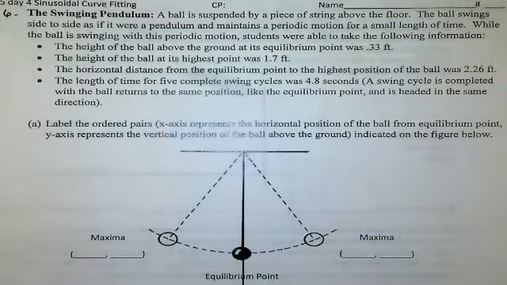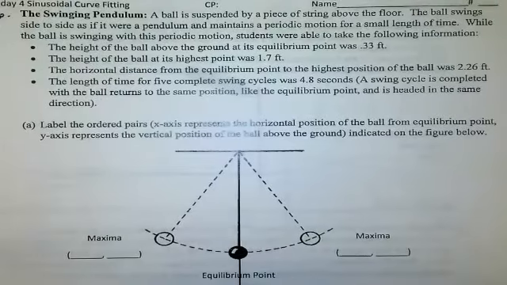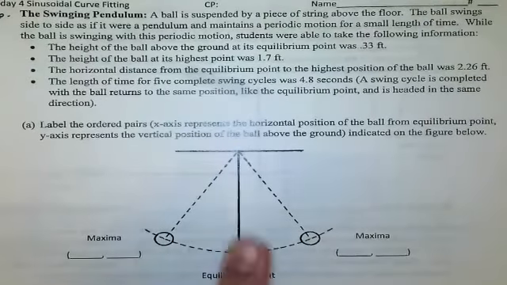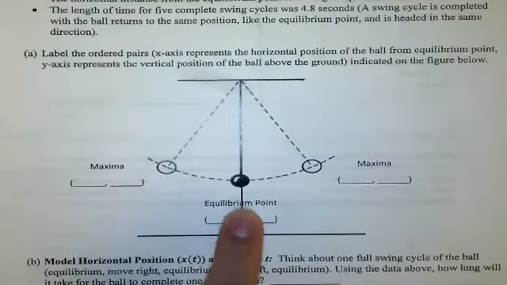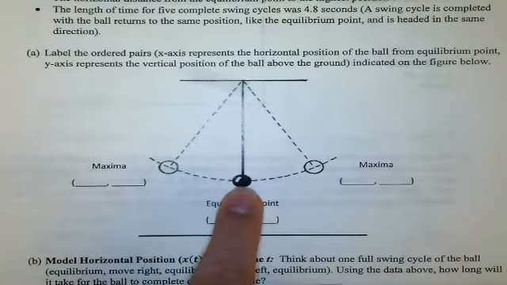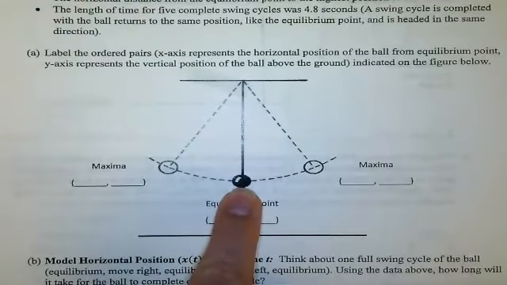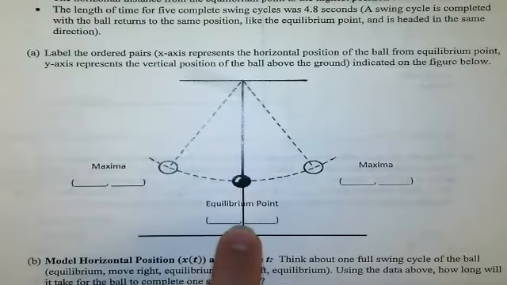While the ball is swinging with this periodic motion, students were able to take the following information. The height of the ball above the ground at its equilibrium point was 0.33 feet. So here, you can see on the picture, the equilibrium point. That's where the ball was just hanging straight down. And we want to label some ordered pairs there. What would the label for that equilibrium point be?